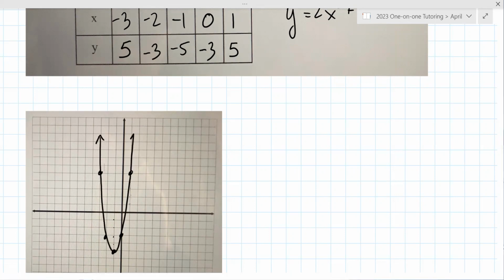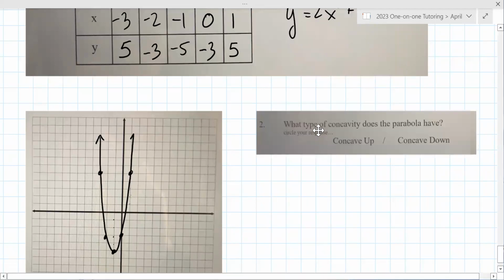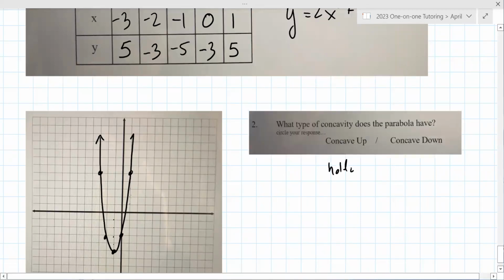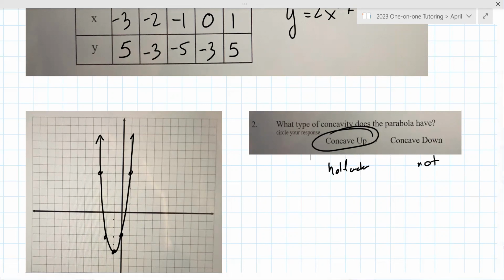And now we can answer some of the other questions here. We can answer questions about concavity. Basically, you have to decide if this thing will hold water or not. It will hold water. Did your teacher use this reference or something else for concavity?